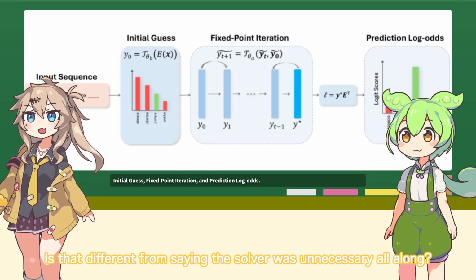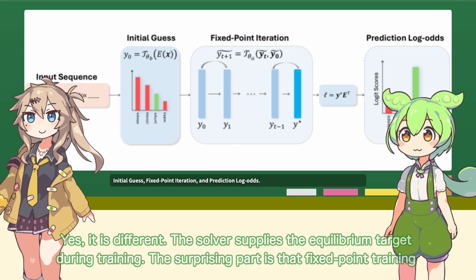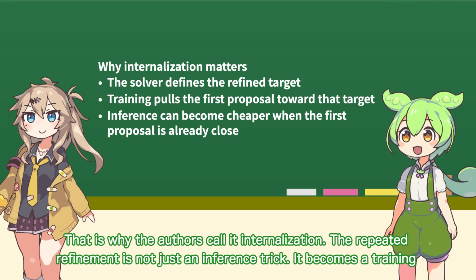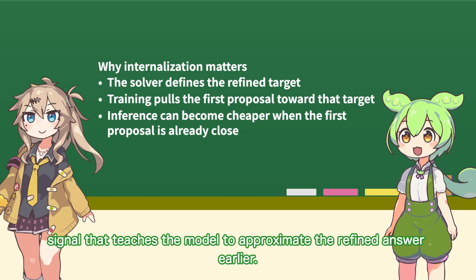Is that different from saying the solver was unnecessary all along? Yes, it is different. The solver supplies the equilibrium target during training. The surprising part is that fixed point training reshapes the backbone so its first output starts closer to that target later. That is why the authors call it internalization. The repeated refinement is not just an inference trick. It becomes a training signal that teaches the model to approximate the refined answer earlier.